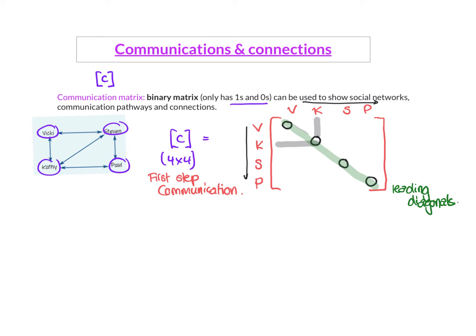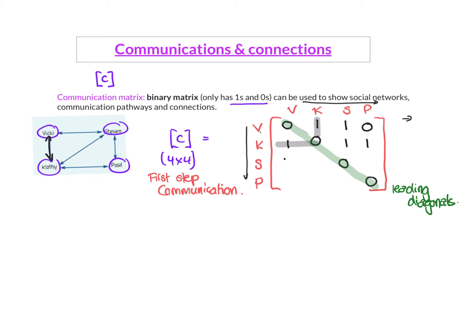Okay, now we're going to look at between. So I'm going to go across this way. So can Vicky directly talk to Kathy? Now, can you see the 2 arrows are going either way? So we'll put a 1. Yes, they can. Can Vicky talk to Stephen? Yes. Can Vicky directly talk to Paul? No, so there's a 0. Kathy can talk to Vicky. Kathy can talk to Stephen, and Kathy can also talk to Paul. So there we go.